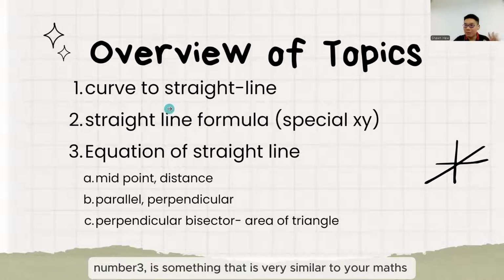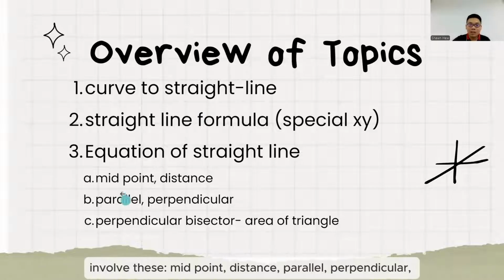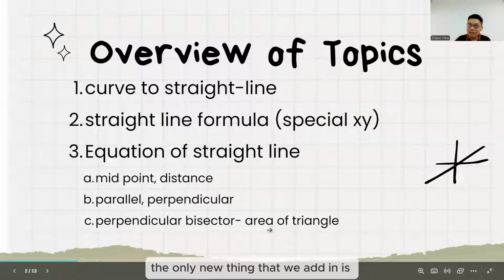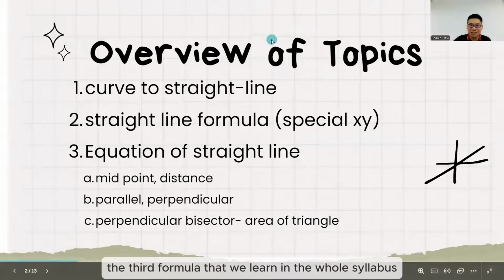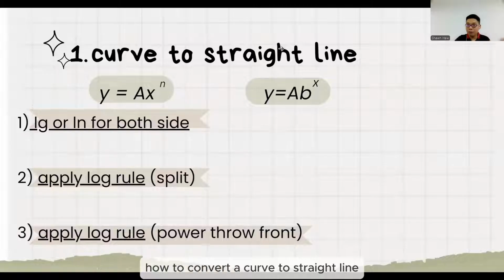Number 3 is something very similar to your maths, the equation of a straight line. It involves midpoint, distance, parallel, perpendicular, bisector. The only new thing that we add in is the area of triangle, the third formula that we learned in the whole syllabus. Let's go for the first part, how to convert a curve to a straight line.